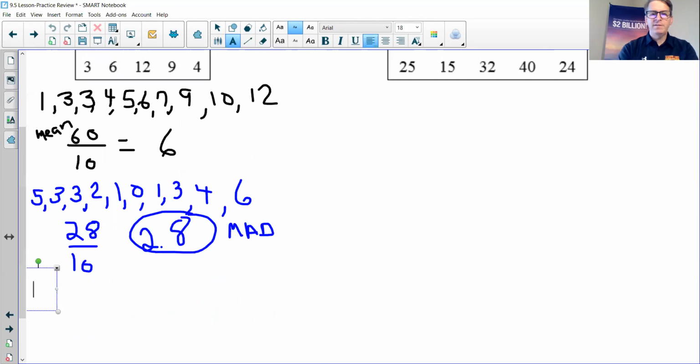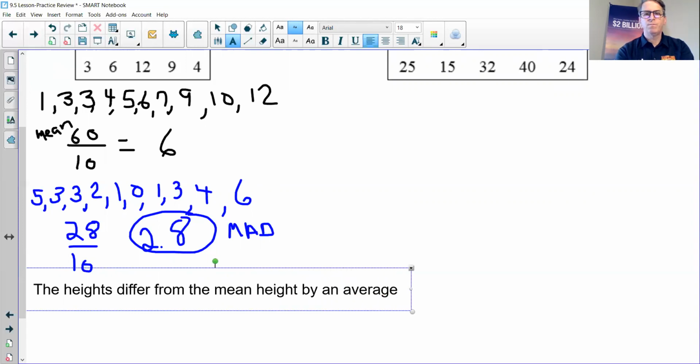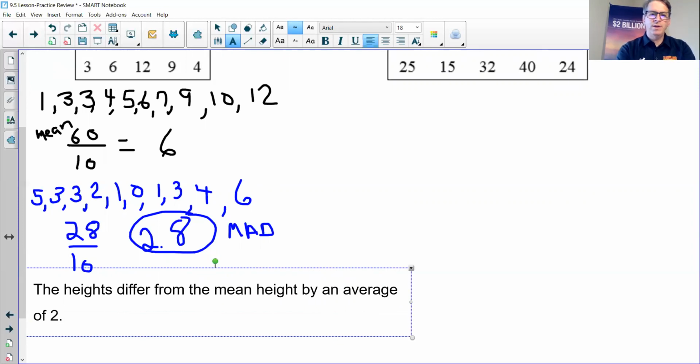Well, that means the heights differ from the mean height by an average of 2.8 inches. 2.8 inches. All right, moving on to number 4.